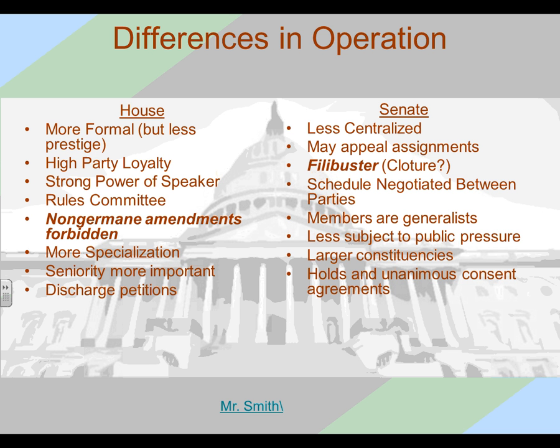So the Speaker likes me. He might send my bill to the Energy Committee. If I have made the Speaker angry, my bill might end up in the Environment Committee, and there's not a darn thing I can do about it. So that's a lot of power for the Speaker to have over legislation in the first place.